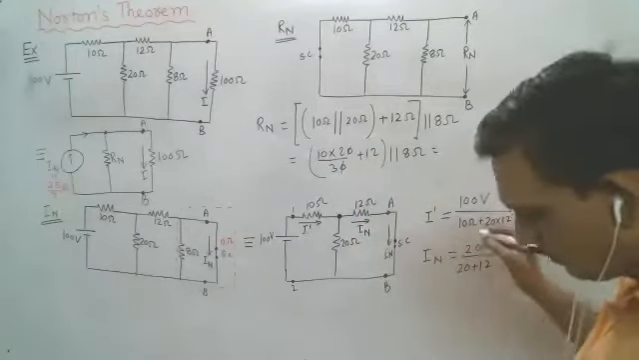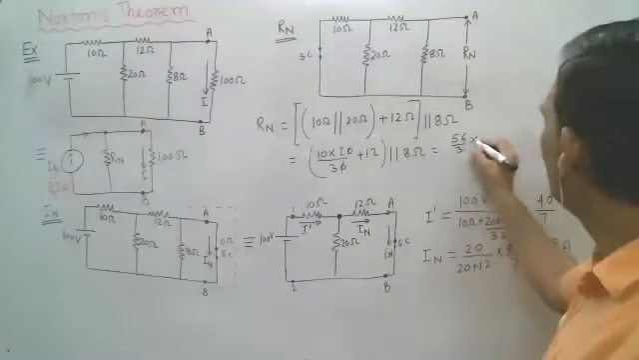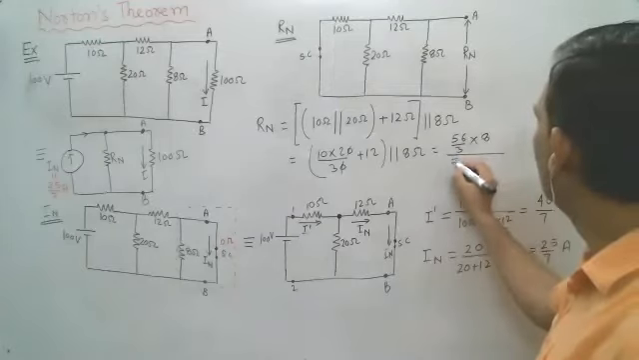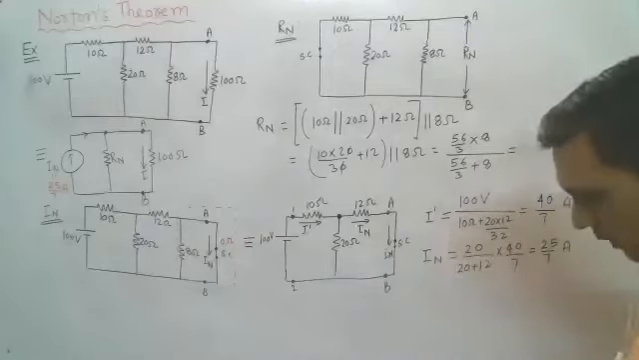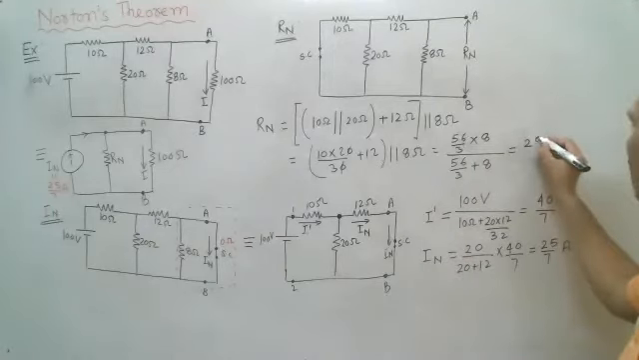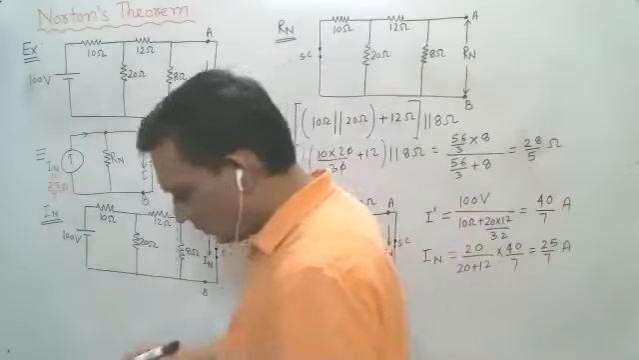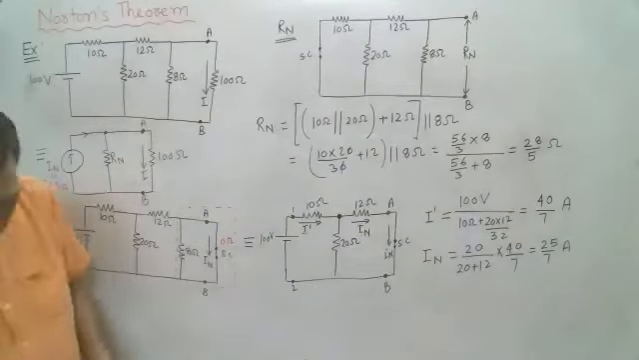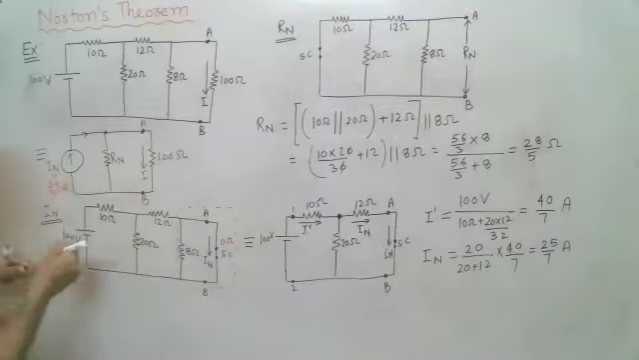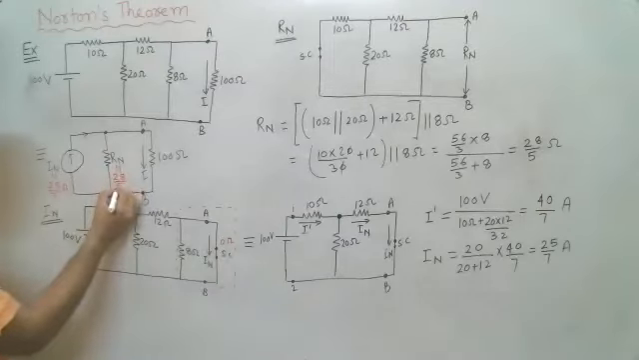56 by 3. So this is 56 by 3. So you can write here 56 by 3 into 8 by 56 by 3 plus 8 ohm. And this equivalent will be, I think, 28 by 5 ohms. Rn is 28 by 5 ohms. So this Rn is 28 by 5 ohms.